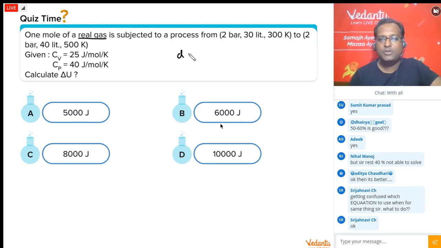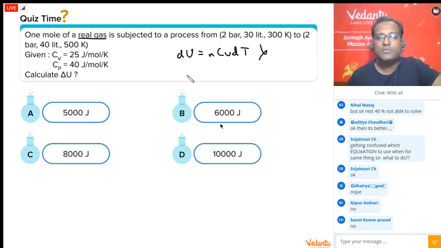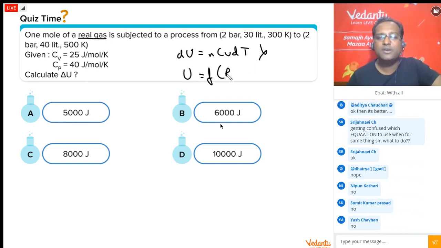Can I directly use dU equal to nCv dT? No, I cannot use that. Why? Because for a real gas, U is a function of pressure and volume as well, not just temperature.